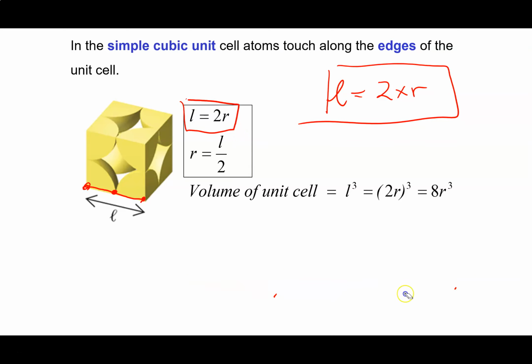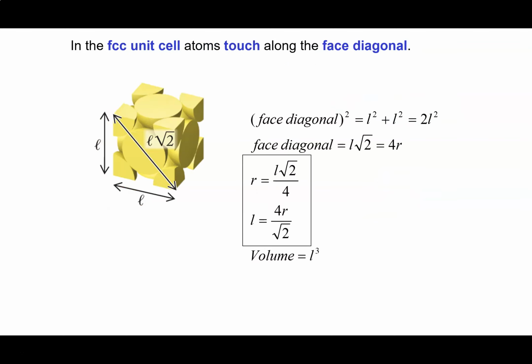If I know the edge length of my unit cell, I can calculate the volume of my unit cell just by simply cubing the edge length. And again, I can relate that back to the radius if I want to. Okay, so let's move on to the next example and see if we can do a similar analysis relating the edge length to the radius.